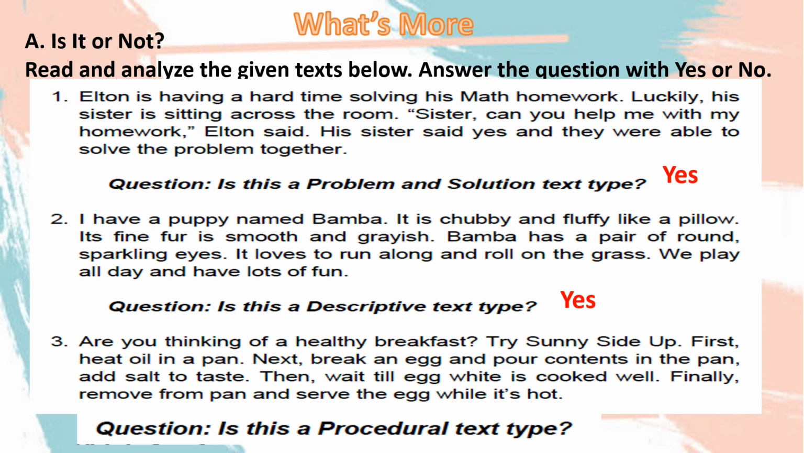Are you thinking of a healthy breakfast? Try sunny side up. First, heat oil in a pan. Next, break an egg and pour the contents in the pan. Add salt to taste, then wait till the egg white is cooked well. Finally, remove the pan and serve the egg while it's hot. Question: is this a procedural text type? Okay, correct. It's yes, because it tells about the procedure.